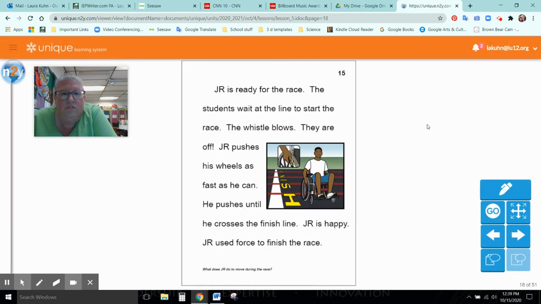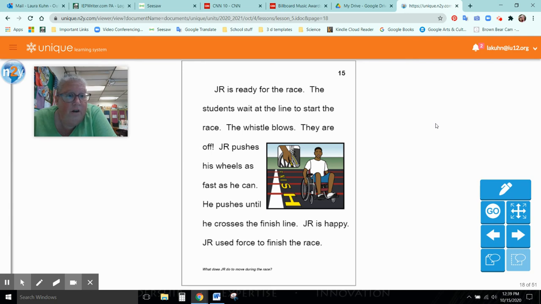JR is ready for the race. The students wait at the line to start the race. The whistle blows. They are off. JR pushes his wheels as fast as he can. He pushes until he crosses the finish line. JR is happy. JR used force to finish the race.